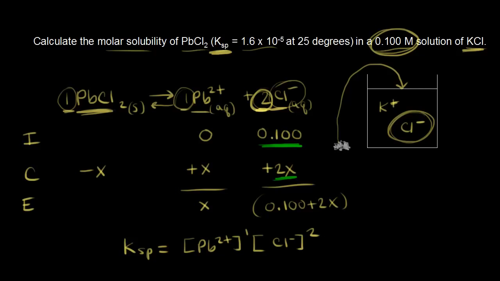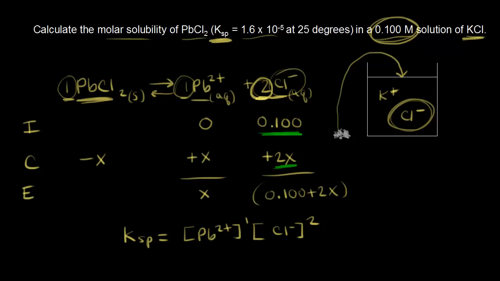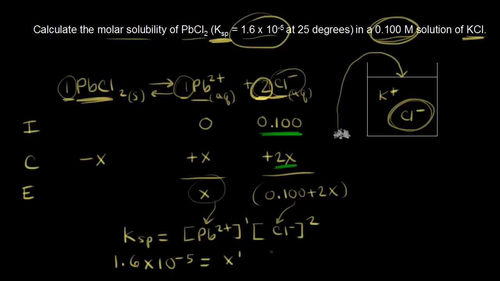Next, we can go ahead and plug in our solubility product constant. So Ksp is equal to 1.6 times 10 to the negative 5. So 1.6 times 10 to the negative 5 is equal to the concentration of lead 2 plus ions at equilibrium, which we already figured out was X. So this is X to the first power, times the concentration of chloride anions at equilibrium, which is 0.1 plus 2x, squared.